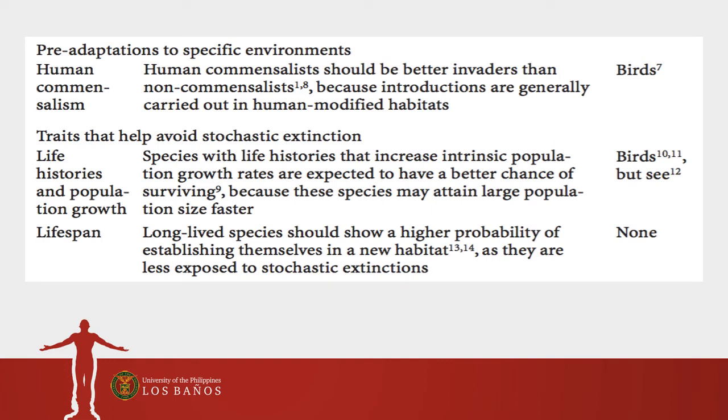Now, traits that help avoid stochastic extinction are life histories and population growth and lifespan. Species with life histories that increase intrinsic population growth rates are expected to have a better chance of surviving because this species may attain large population size faster. For lifespan, long-lived species should show a higher probability of establishing themselves in a new habitat as they are less exposed to stochastic extinctions.